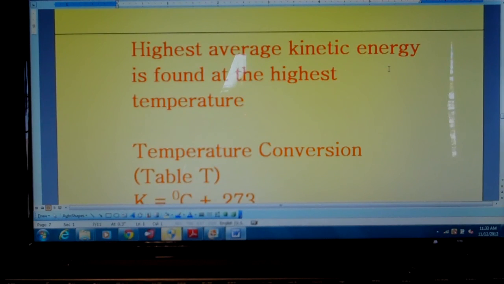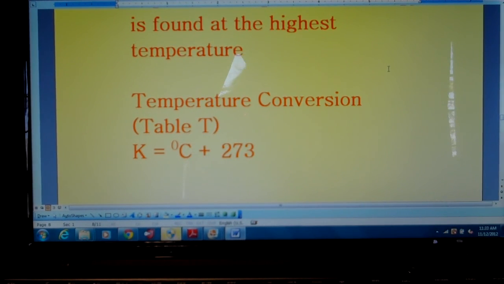And then the last little component, just to remember, that's on table T, that we convert our Kelvin from our Celsius or vice versa using this little equation here. And that's going to be really important when we're talking about gas laws.